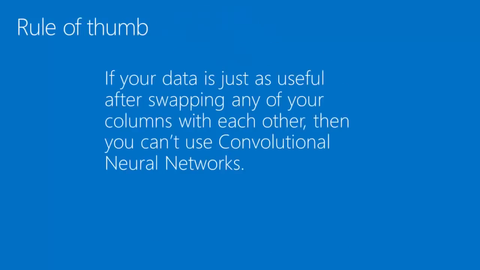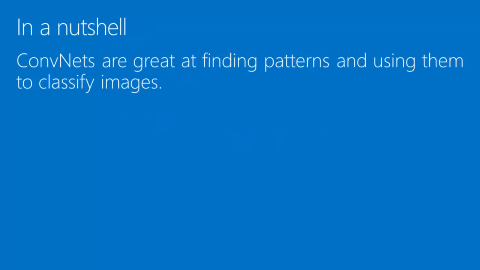So as a rule of thumb, if your data is just as useful after swapping out any of the columns for each other, then you can't use convolutional neural networks. So the take home is that convolutional neural networks are great at finding patterns and using them to classify images. If you can make your problem look like finding cats on the internet, then they're a huge asset.